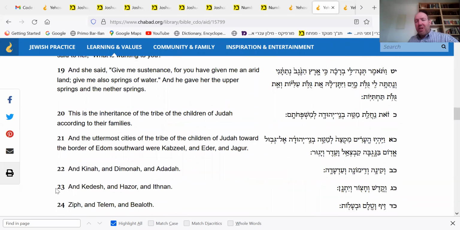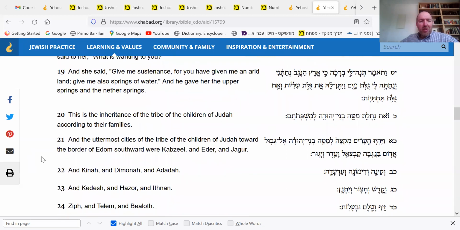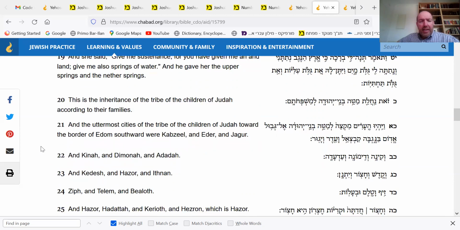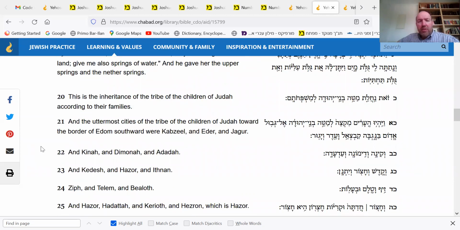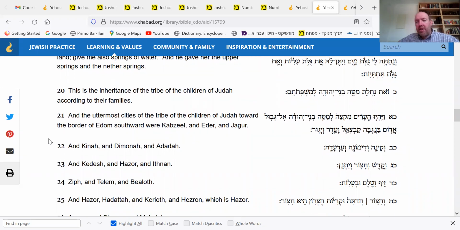And following this, we go to the list of the city names. Now, this is a lengthy section. It's broken up geographically into different domains, 4 geographical areas. And it actually starts from, not surprisingly, the south. You can see verse 20, this is the inheritance of the tribe of the children of Judah according to their families. And the uttermost cities of the tribe of the children of Judah towards the border of Edom southward. And then there's a list of the names.